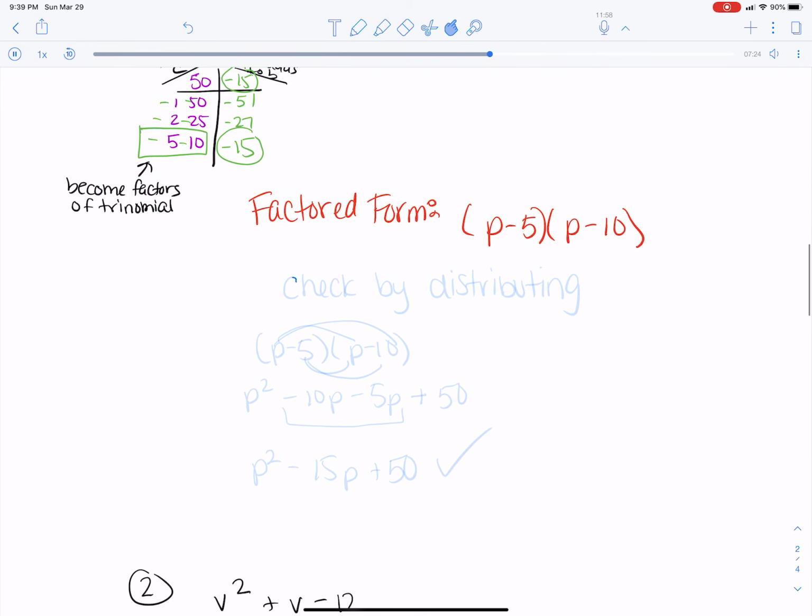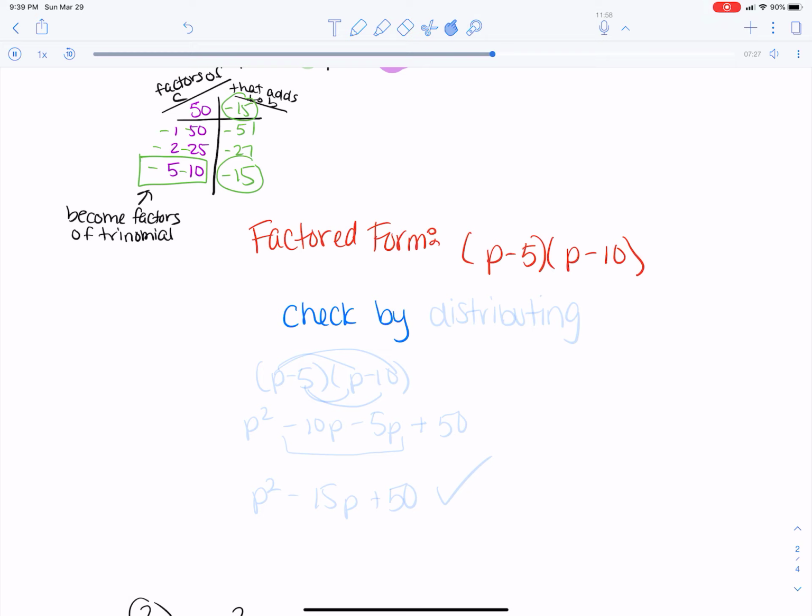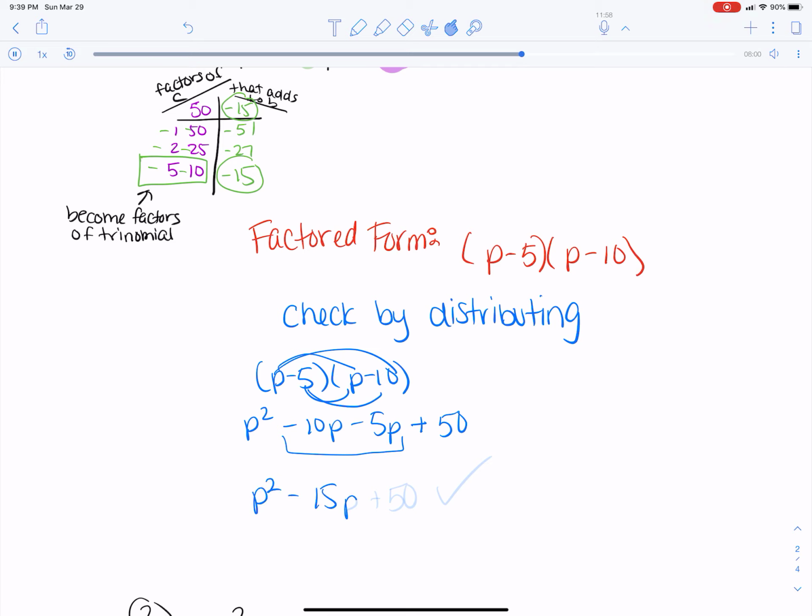Right, and you can always check your answer by distributing. So if I have p minus 5 times p minus 10, I can distribute. P times p is p squared. P times negative 10 is negative 10p. Negative 5 times p is negative 5p. Negative 5 times negative 10 is positive 50. Well, if I combine my like terms, my two like terms are in the middle. So p squared minus 15p plus 50. And that's exactly what we started with. So that's how we know that we have factored it right.